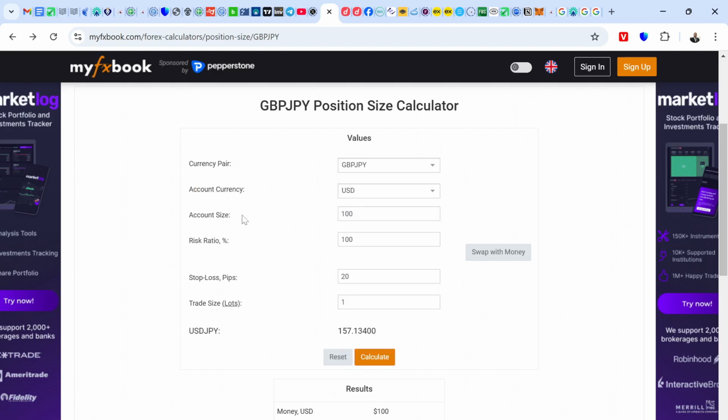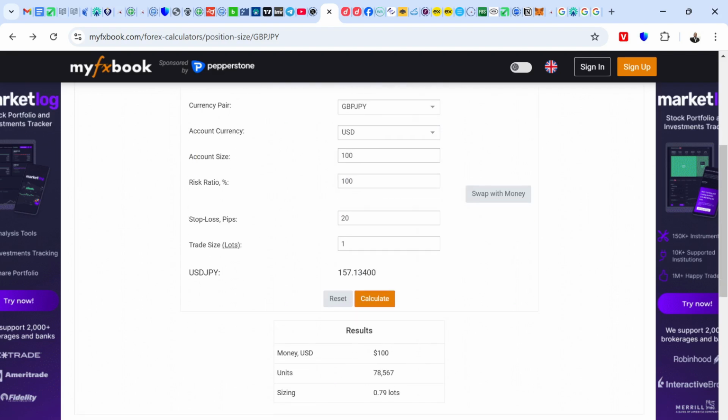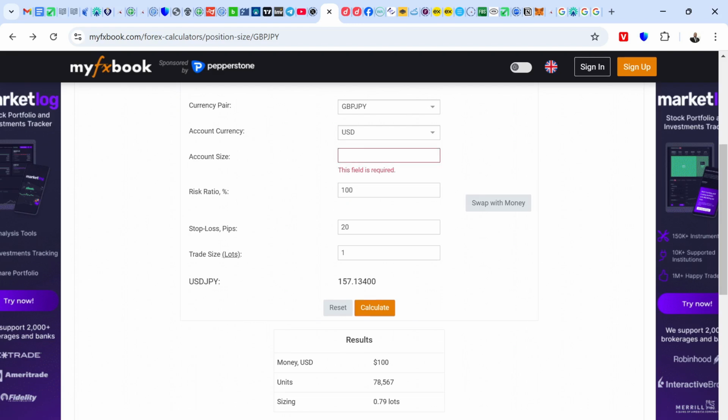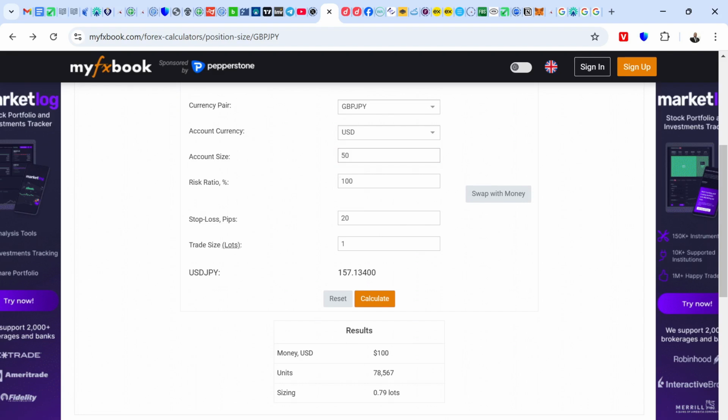So that's it. Then account size, like I have a $100 account and I'm willing to risk 50% of my account, right? That is the ratio. Let's say I want to risk 50% of my account or even 100% of my account. This is where I can put the ratio. In your own case, let's say you have $50 and you want to risk 50% of it, right? Some people may even have a $1,000 account.